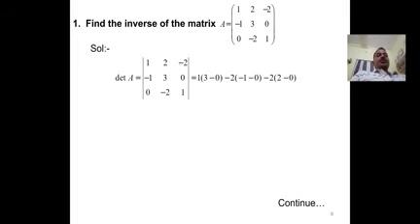Expanding with the help of the first row: 1 into (3 minus 0), minus 2 into (minus 1 minus 0), minus 2 into (2 minus 0). That equals 3 plus 2 minus 4, that is 1.